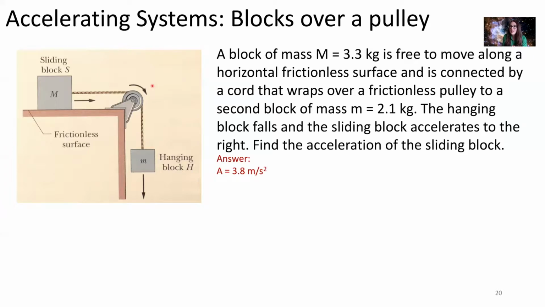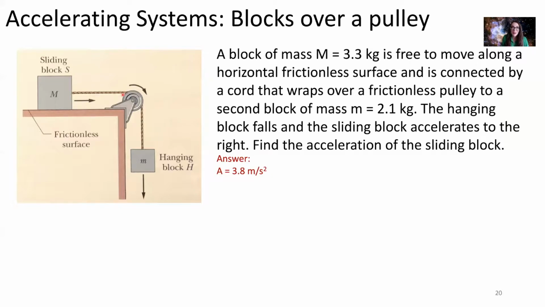And one of these is a classic problem. This one is a classic problem that we see in physics classes like this. And it's an example of what we call an accelerating system. An accelerating system is where all of the objects in the system are going to be accelerating together. And when we watch the whiteboard video, I'm going to explain the problem a little bit more here.